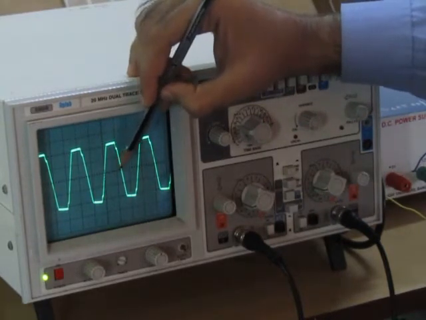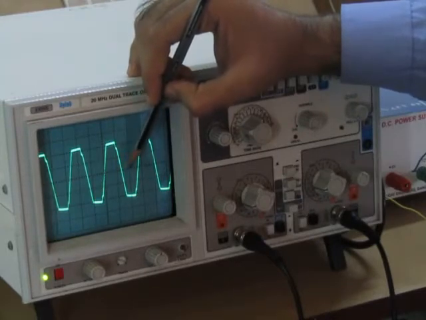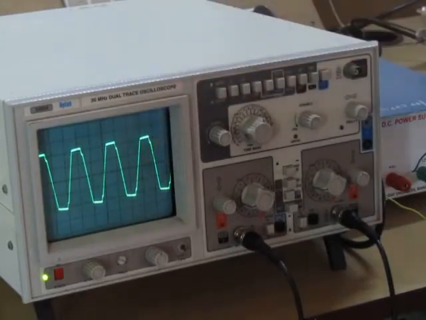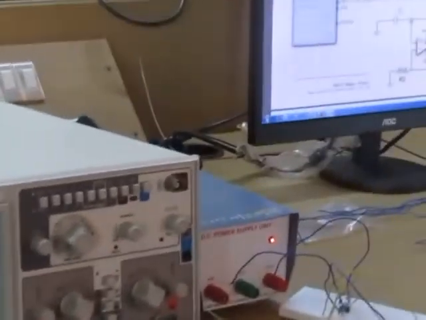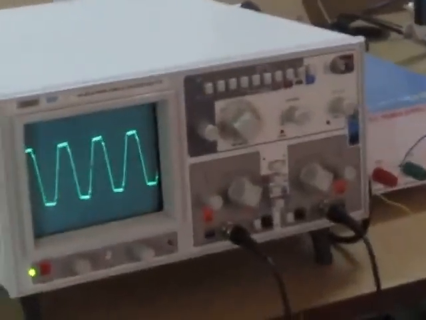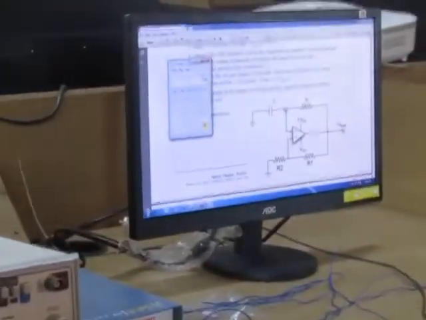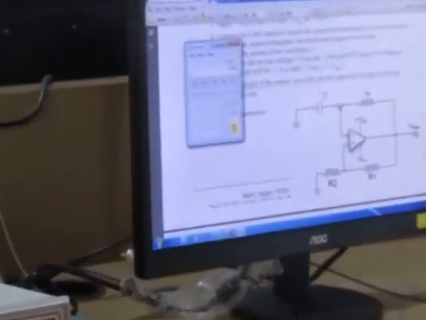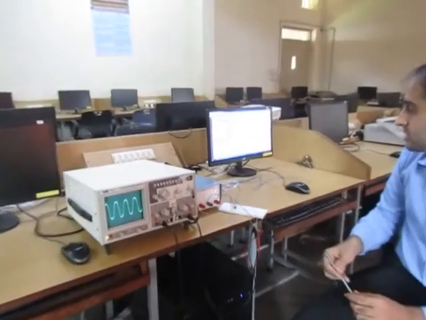1, 2, 3, 4, 5, 6, 7, 8, 9, 10, 11, 12, 13, 14. Okay, it is on the 14th, the intersection, I can see. So 0.04 into how many subdivisions? 14. So multiply by 14, and I will get 0.56. Okay, 0.56 millisecond. We are almost reaching.